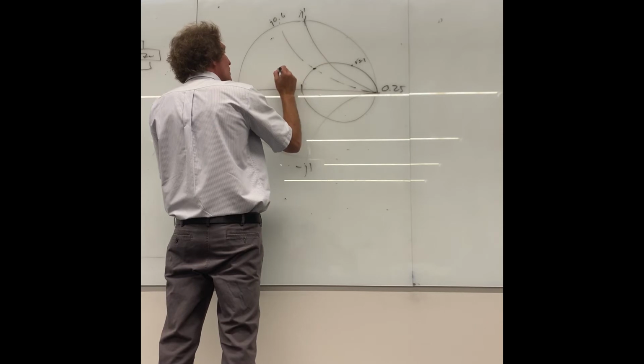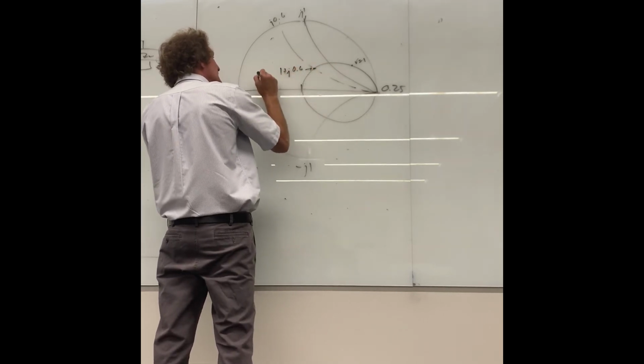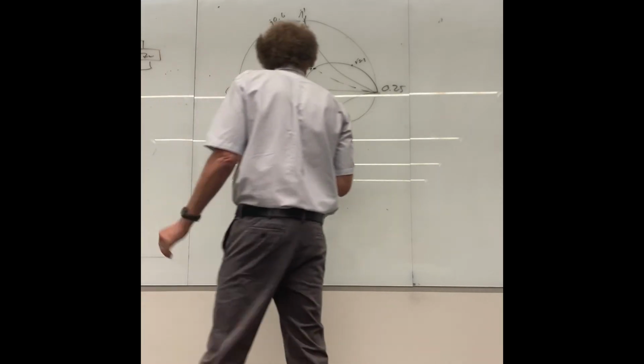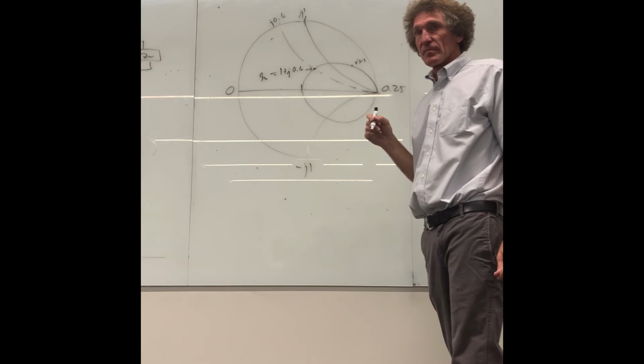This is going to be 1 plus j0.6, and that is Zn. Y'all see that, guys?